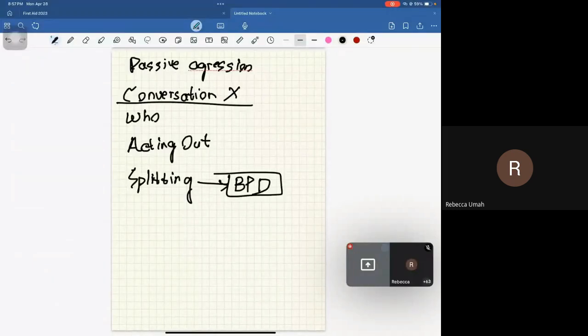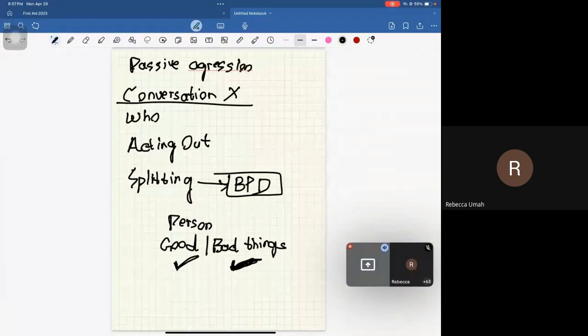They cannot accept that every person has some good things and some bad things. If this is a person in someone's brain, he will have some good things and some bad things. Normally you accept both of these things, right? But patients with splitting have an all-or-none view about something. Either they can accept that the person is good, or they can accept that the person is bad. They cannot accept both of these things at the same time.